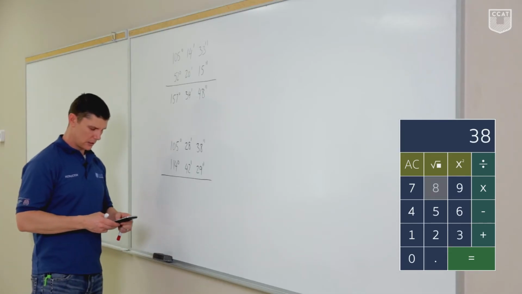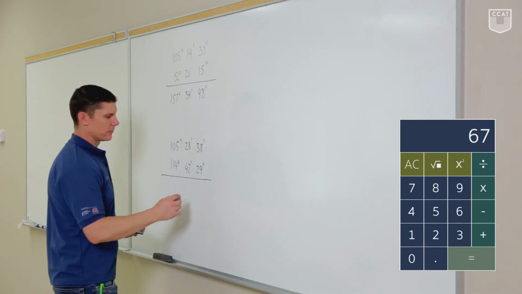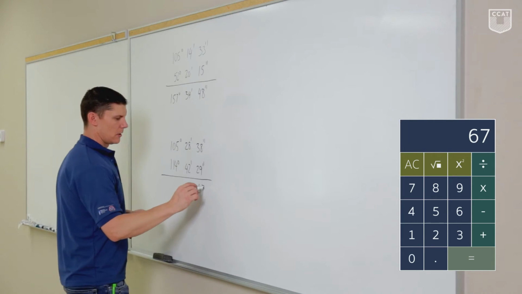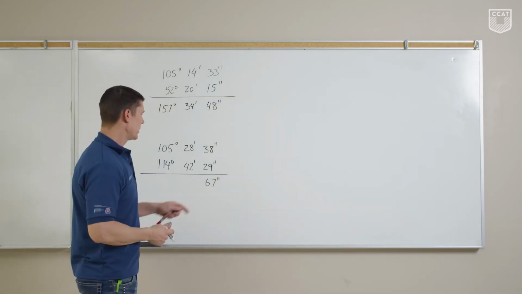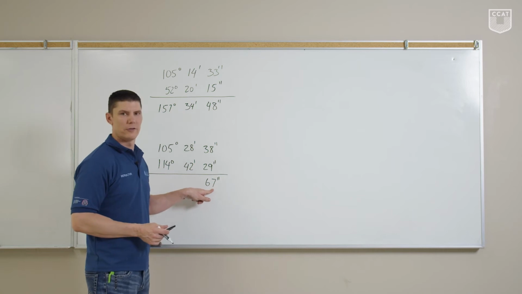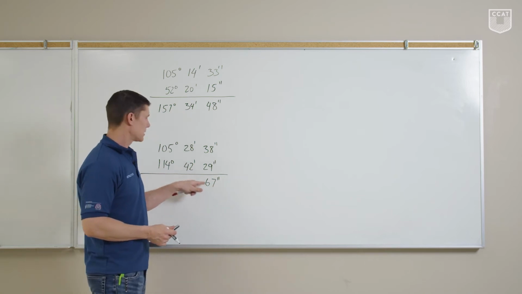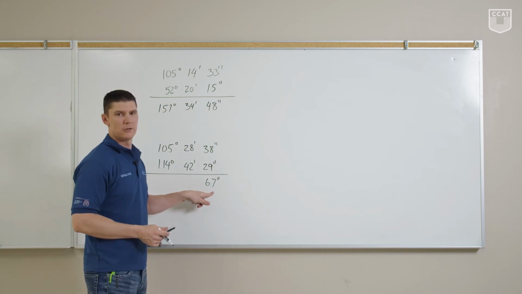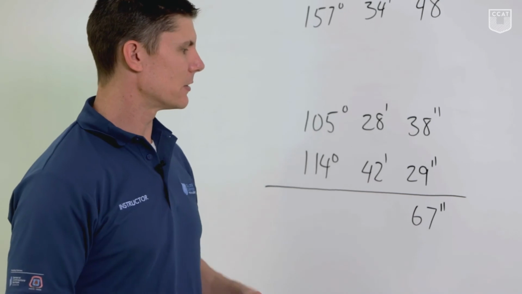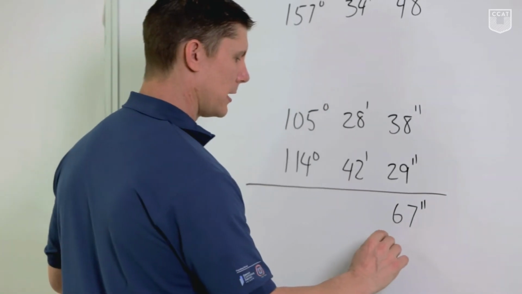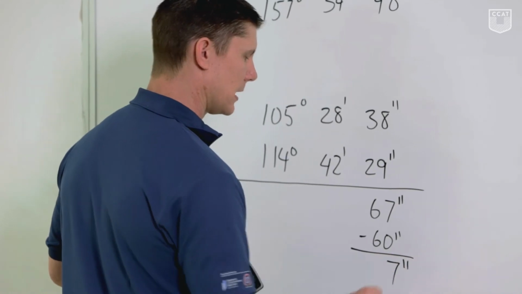38 plus 29 equals 67. Okay, we said we have 60 seconds in a minute, so we can't have a number here over 59, because as soon as you hit 60 seconds, that's going to equal a whole minute. So what we need to do in a case like this is subtract the 60 seconds out, and that's going to give us 1 extra minute. So we'd go 67 minus 60 equals 7 seconds.